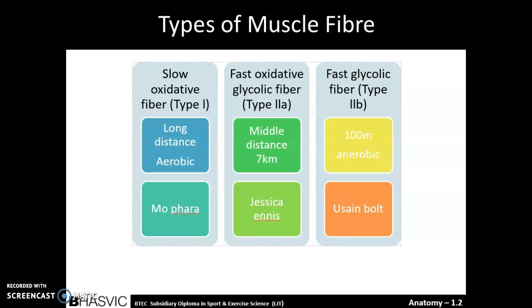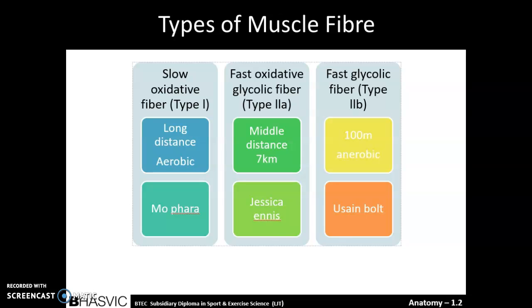There are 3 different types of muscle fibres: slow oxidative, fast oxidative glycolytic fibre, and fast glycolytic fibre. Slow oxidative muscle fibres are also known as type 1, the most useful for long distance, which is more commonly known as aerobic activities, such as marathons.